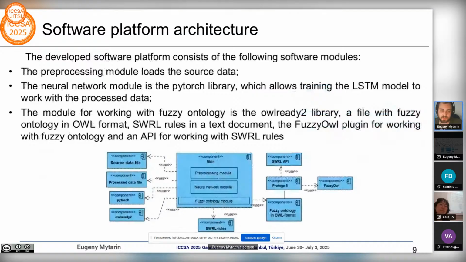The platform comprises three key modules. First is the preprocessing module for data loading. Second is the neural network module using PyTorch for LSTM training. And last, the fuzzy ontology module with OWL files, several rules, and the fuzzy ontology plugin. Together, the modules enable seamless anomaly detection and interpretation.